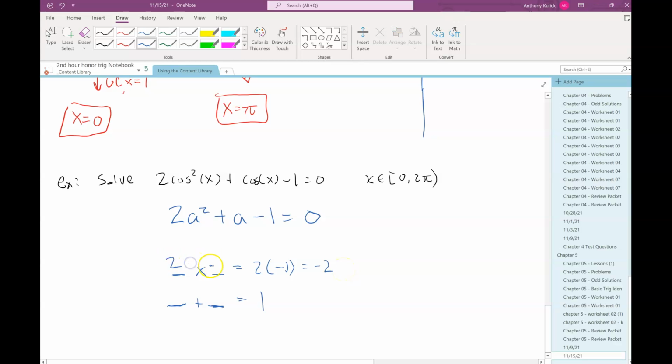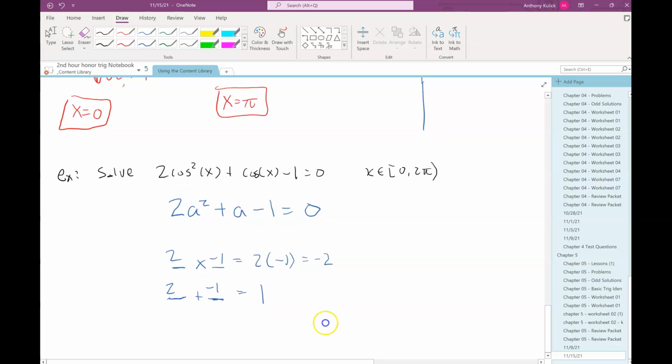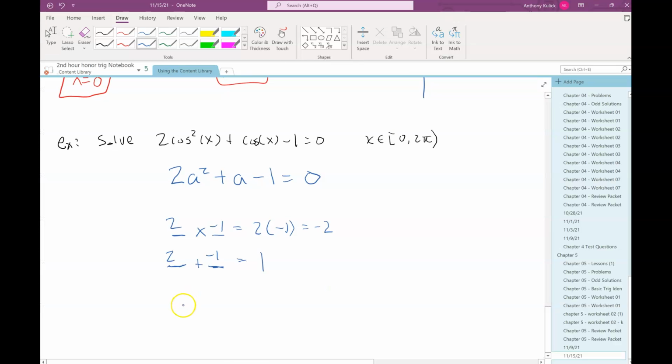2 and -1. Everybody agree with that? Now that doesn't allow us to go straight to our answer. What that gives us is a way to replace the coefficients on the linear term. So notice that I've replaced a with 2a plus -1a. Still equals a, right?